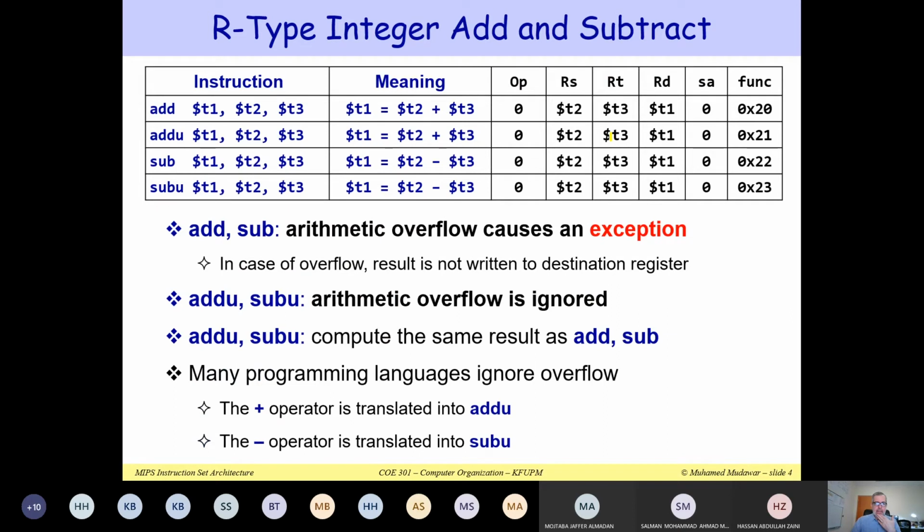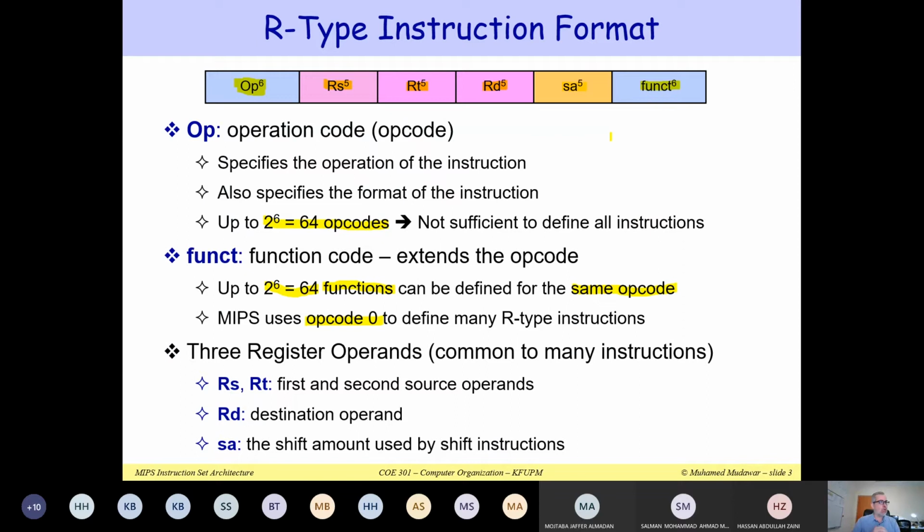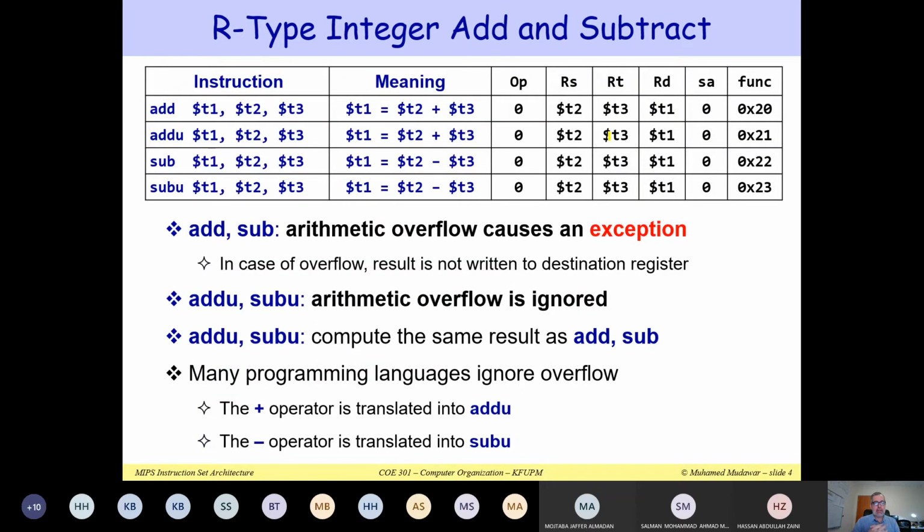Now, let me start by listing some instructions here. Do you have any question about the instruction format? This is important to understand, because everything is encoded using these formats. All the instructions that we are going to study are going to be encoded using the R-type format, or the immediate type format that we are going to see in a minute. Right. Let me start by listing some R-type integer add and subtract instructions.